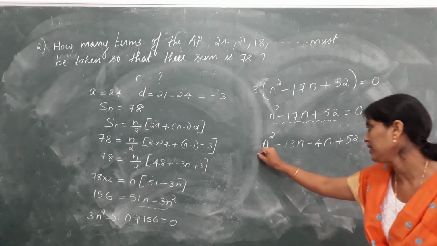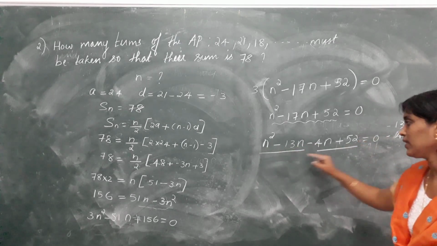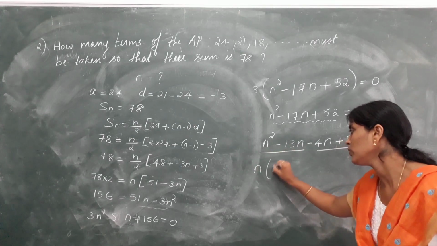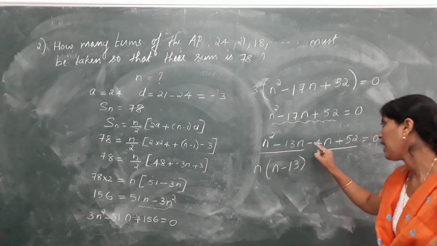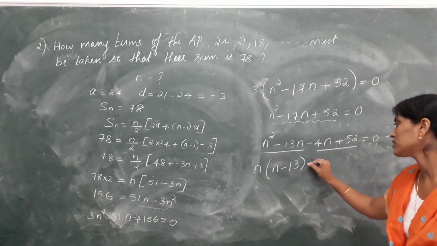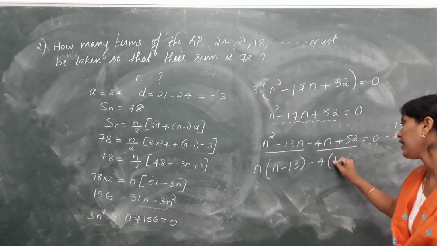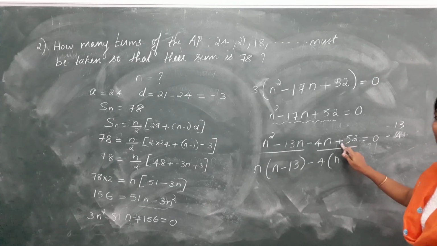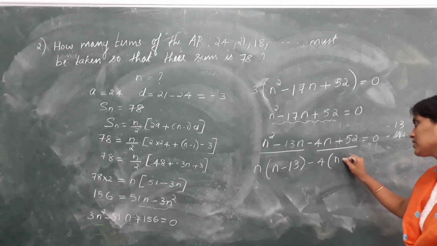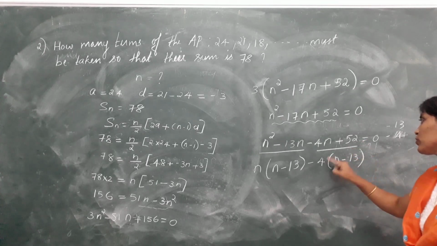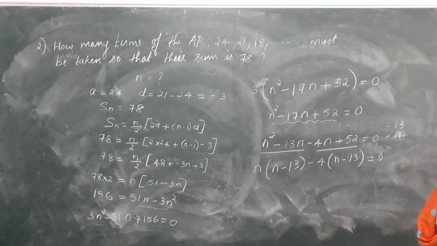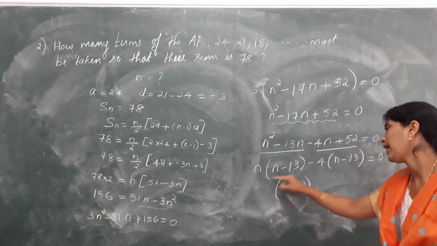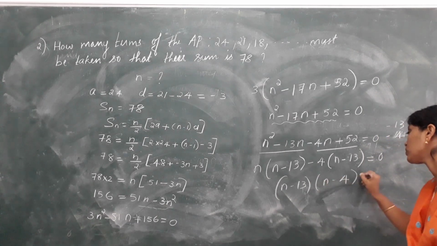Next, as we have already studied, we will pair and take the common outside. Here n is common, so pairing and taking n into n minus 13 will come here, and here minus 4 is common, which means you get minus 4 into n. Here when we take the minus sign outside, as we have already studied, the sign changes from plus to minus 13. 13 into 4 is 52. That's equal to 0. So again n minus 13 is common in both. So n minus 13 into n minus 4 is equal to 0.